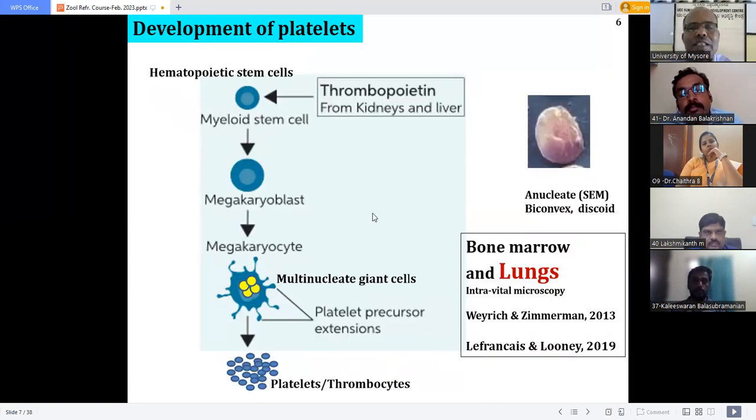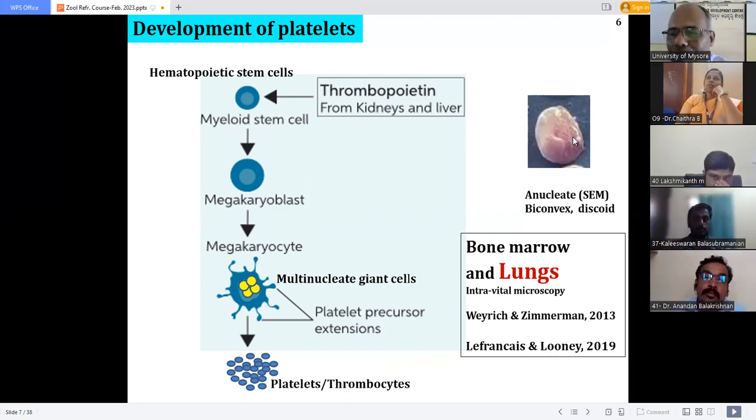So this cartoon is showing the development of platelets. Platelets are anucleate tiny cells which are biconvex, discoid in shape. This is the scanning electron micrograph of platelets. Platelets are derived from the common hematopoietic stem cells of the bone marrow. All blood cells originate from the common pluripotent stem cells. Depending on the requirement, they take up a particular lineage.